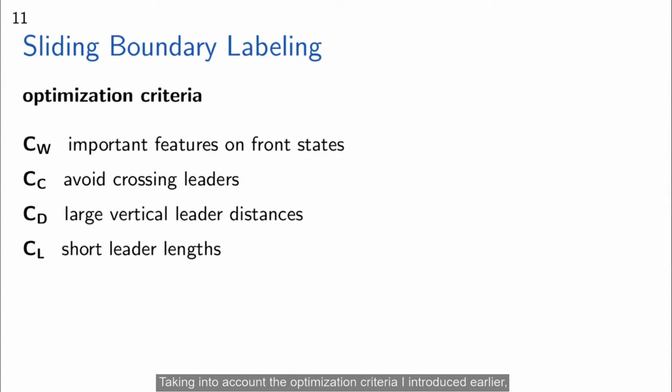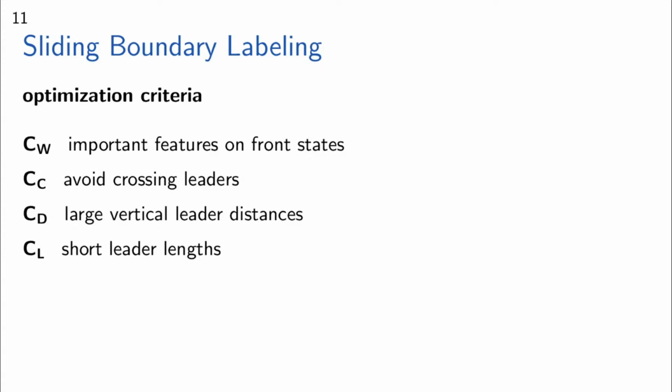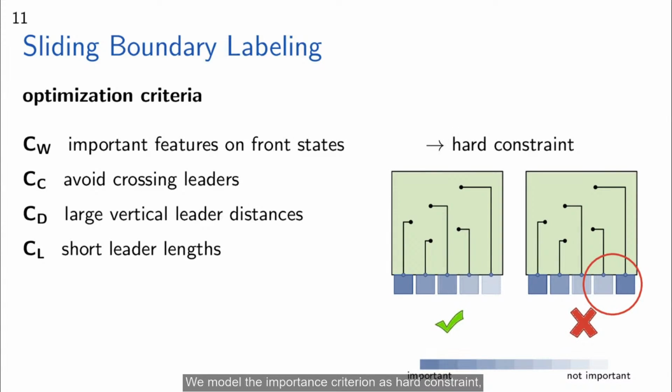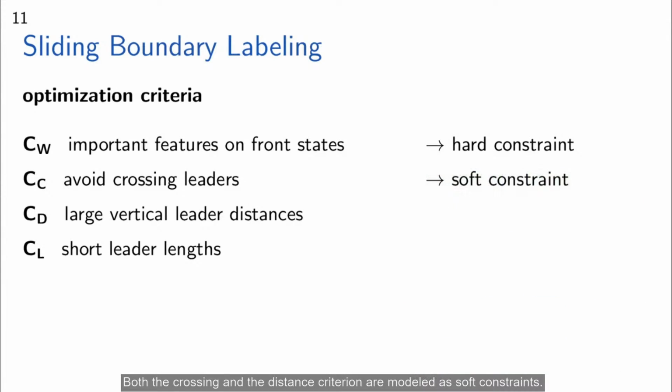Taking into account the optimization criteria I introduced earlier, we consider them in sliding boundary labeling as follows. We model the importance criterion as hard constraint, such that the features are labeled in descending weight order. As we use discrete weights, there is still much optimization potential within groups of labels having the same weight. Both the crossing and the distance criterion are modeled as soft constraints.